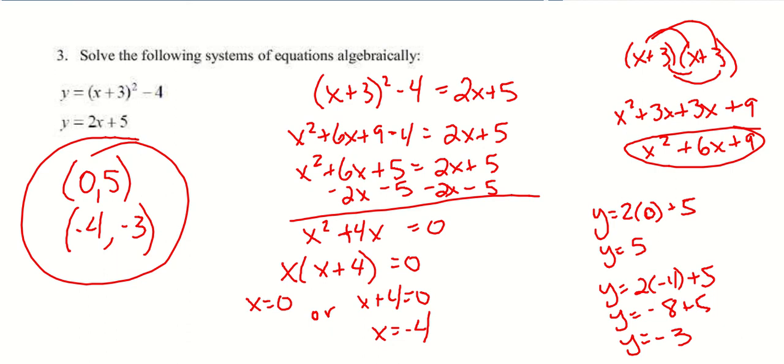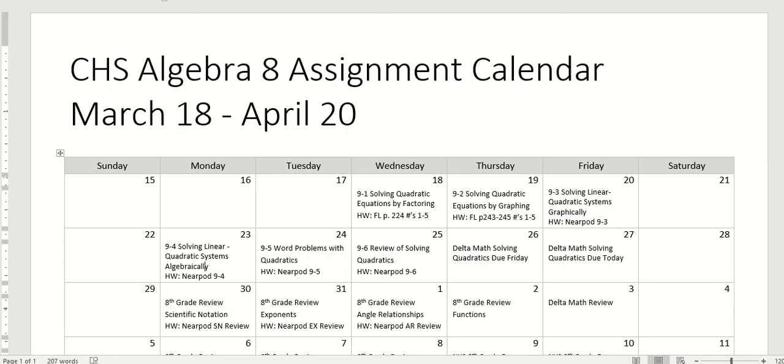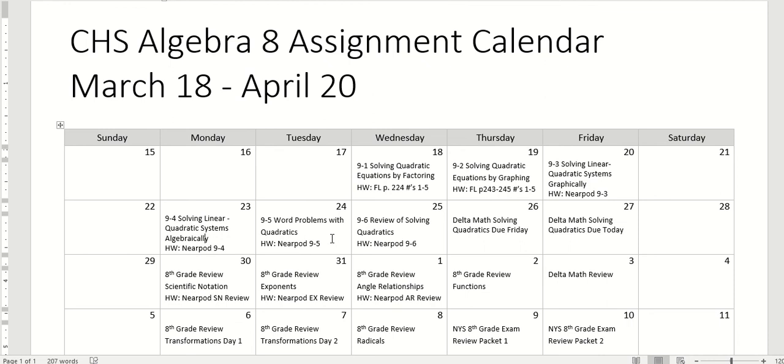And remember the Nearpod for the first, check the calendar. All right, so tomorrow we got 9-5, Wednesday's 9-6, and the Delta Math assignment is already up. So if you want to start working on these topics that are up here, feel free. Okay, that's going to be due on Friday. So I'll have a video for Tuesday, Wednesday, and then you guys are working on this for Friday.